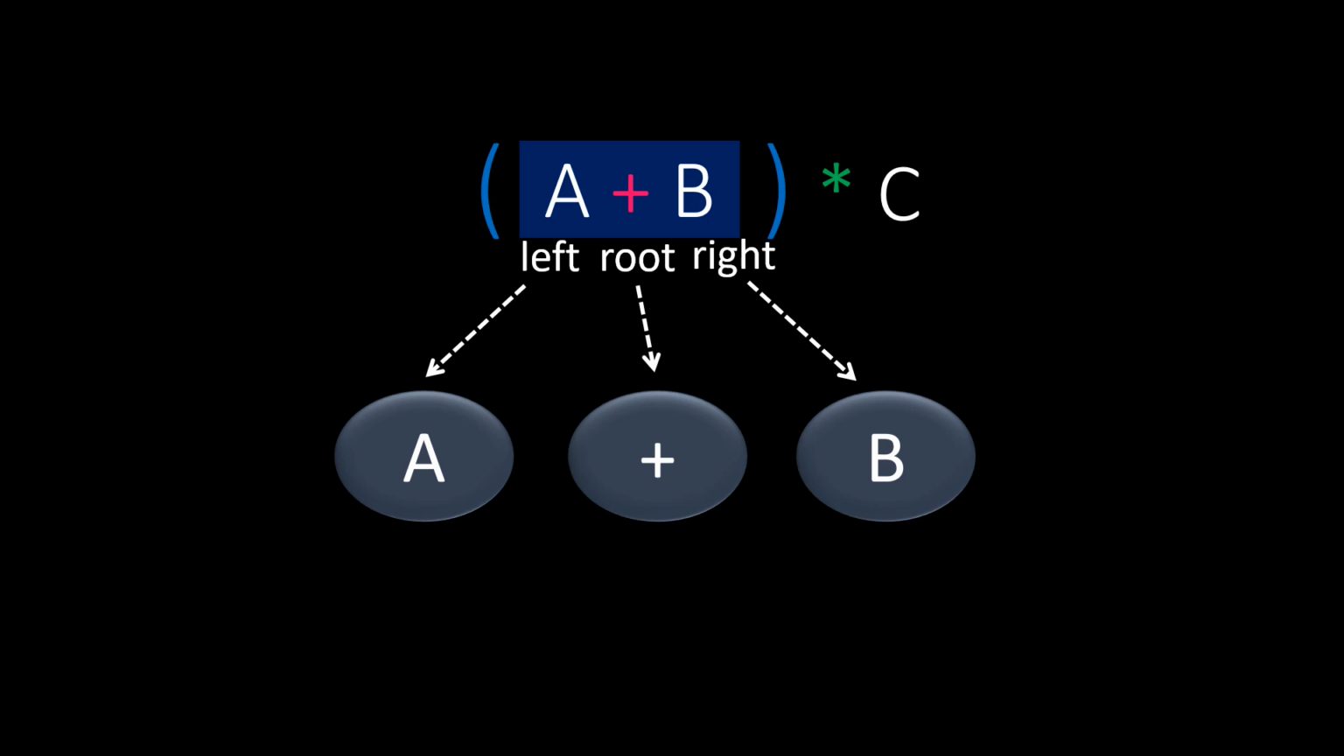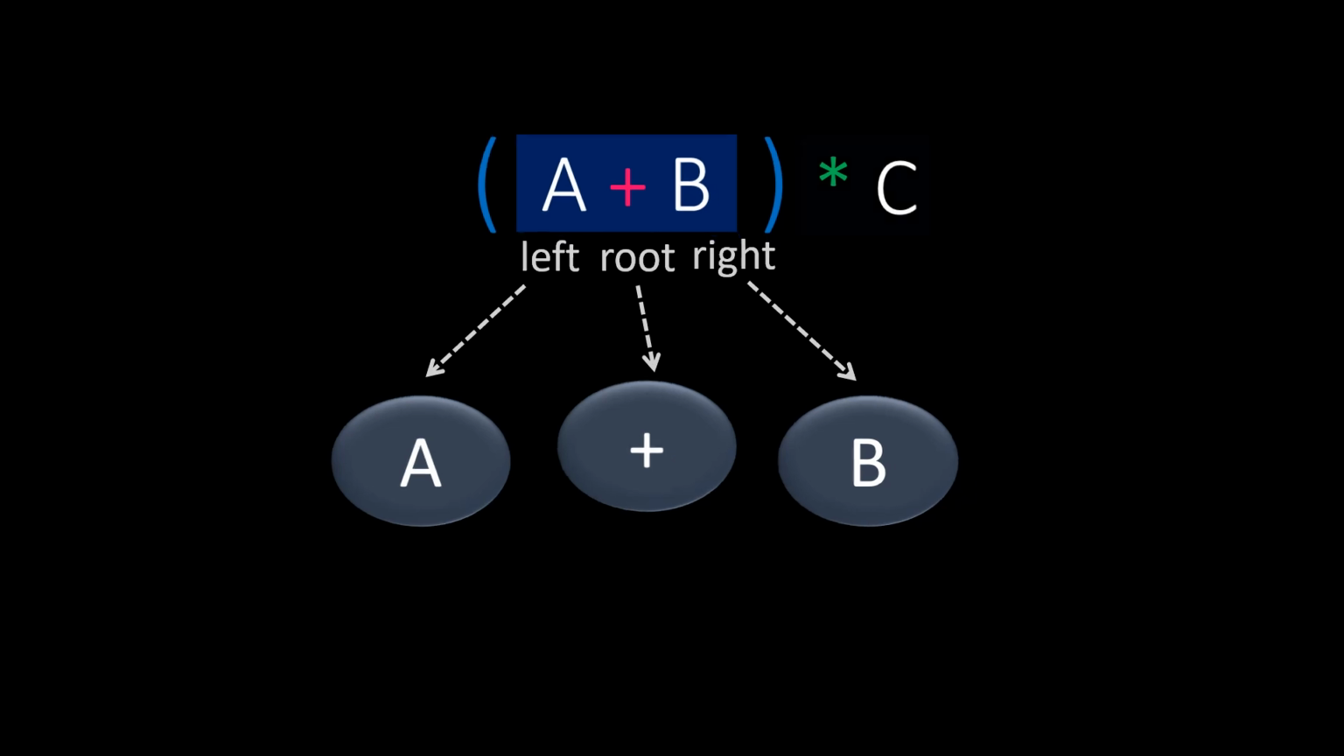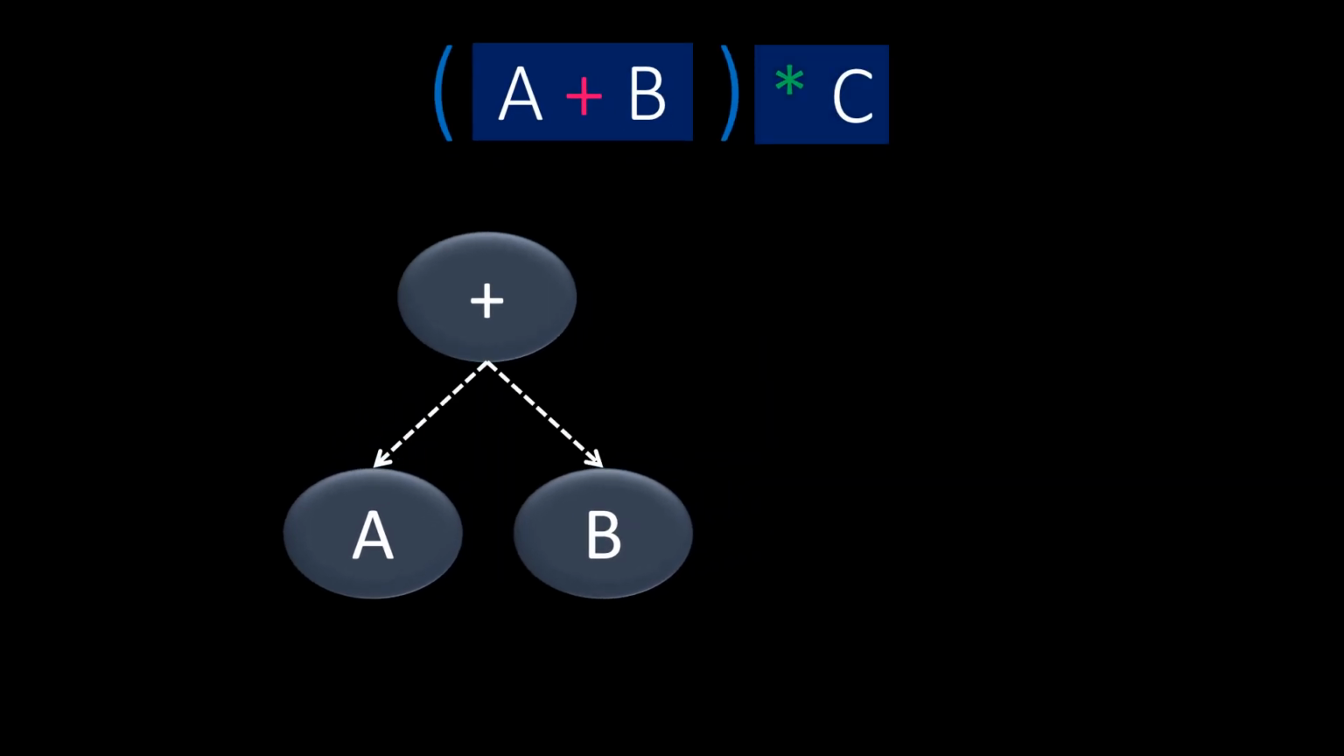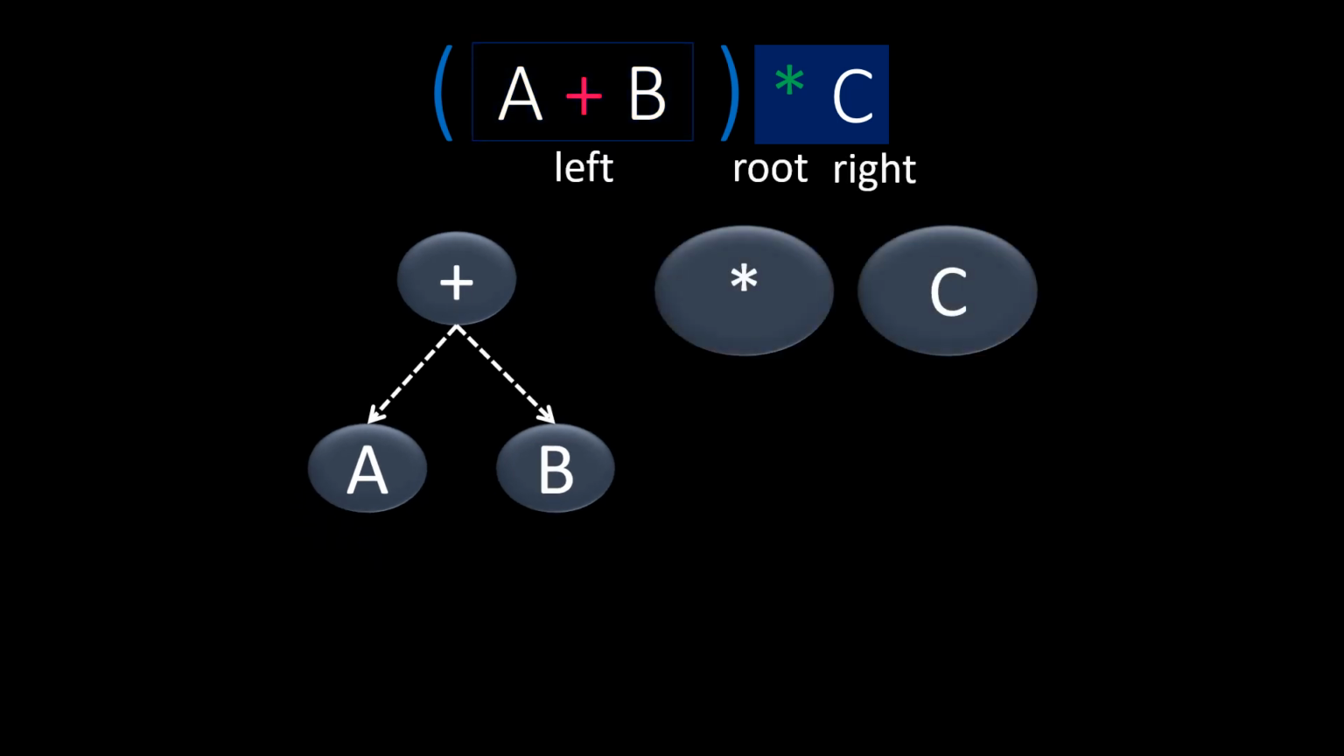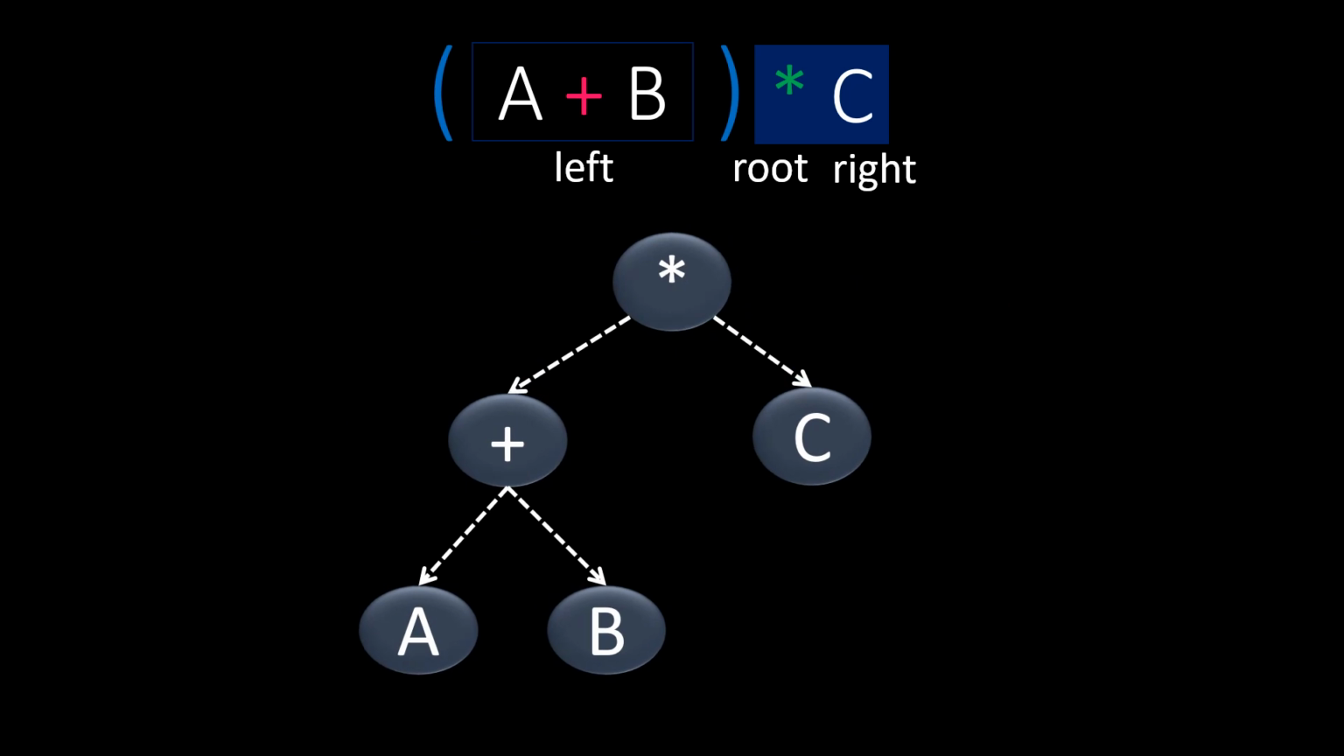The operand forms the leaf and the operator is the internal node. Thus, plus becomes the root and A and B become left and right respectively as they are on the left and right of the root. This becomes our tree. Now, we take the remaining part. For this, the root will be multiplication and the right will be C, while the tree we processed earlier will be the left tree. This will give us this tree, which is the expression tree for the given expression.